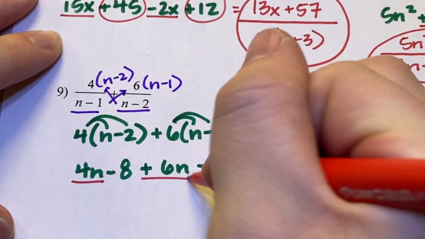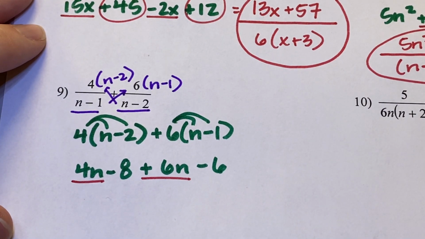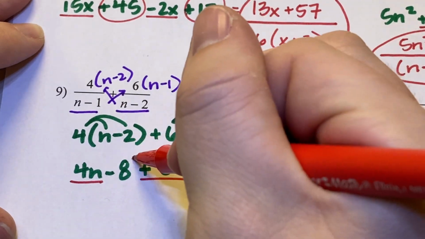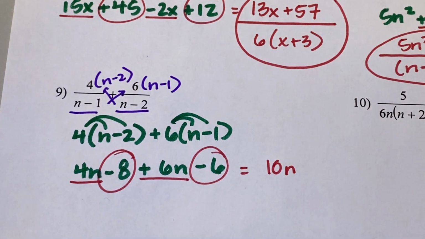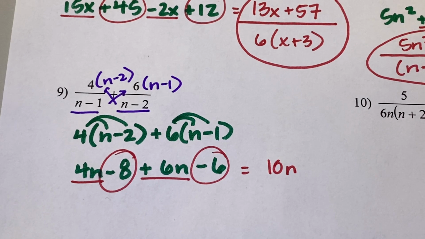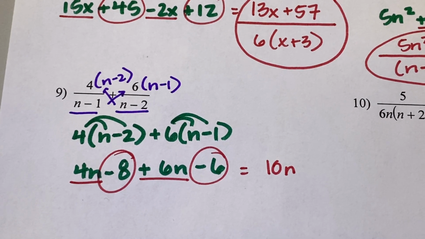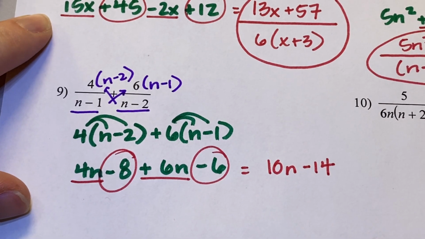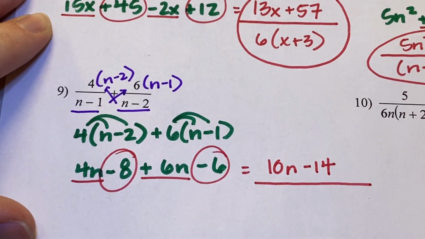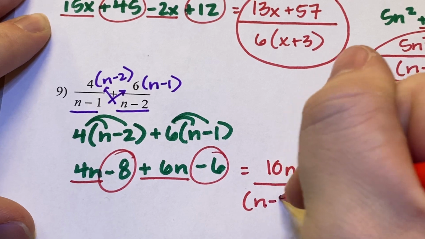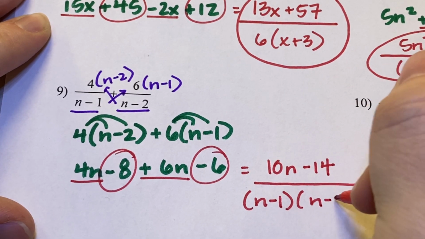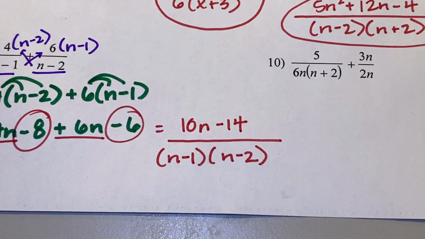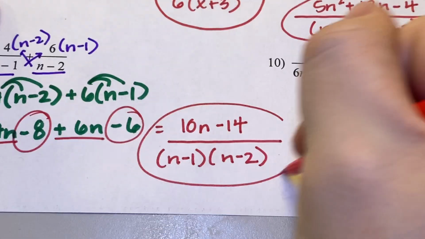What is 4n plus 6n going to give me? How many n's? 10n. And what about negative 8 minus 6 more? We're at negative 8 and we're getting 6 more negative. 14. Nice. Boom. There's our numerator. Now just put both pieces on your denominator, n minus 1 and n minus 2. There you go. And you're done.